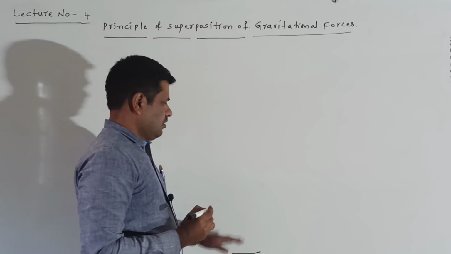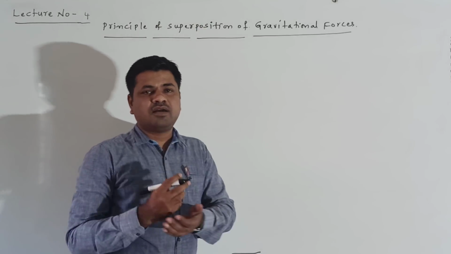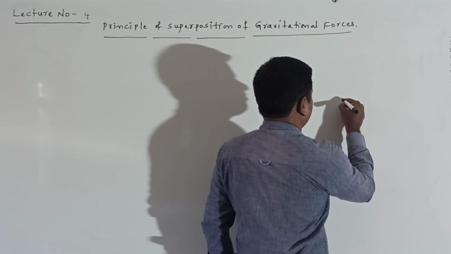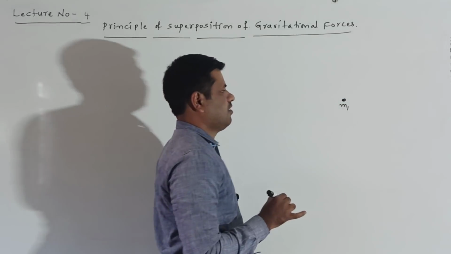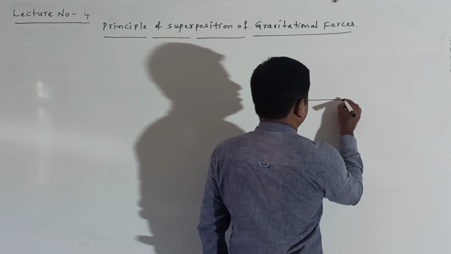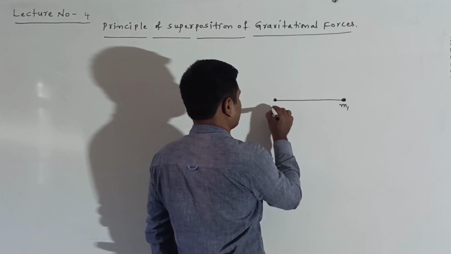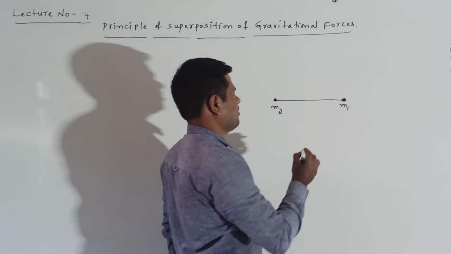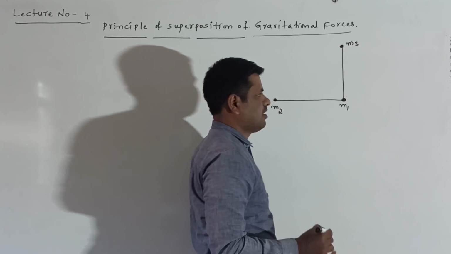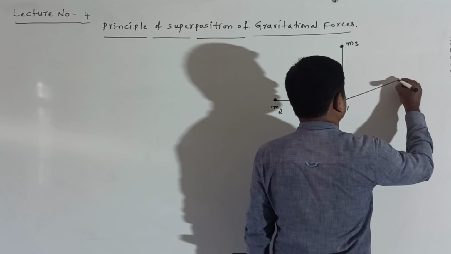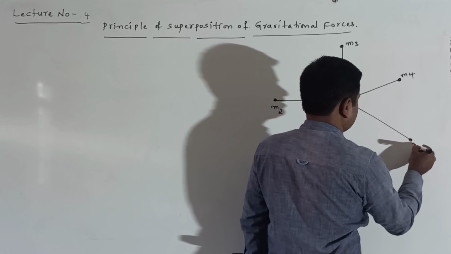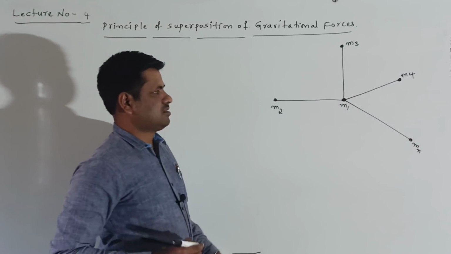Right? Here, for understanding this, first we can consider the diagram. This is the M1 mass. Here is another mass I am considering, M2. This is considered as an M3 mass. This is considered as an M4 mass. This is considered as an Mn mass.